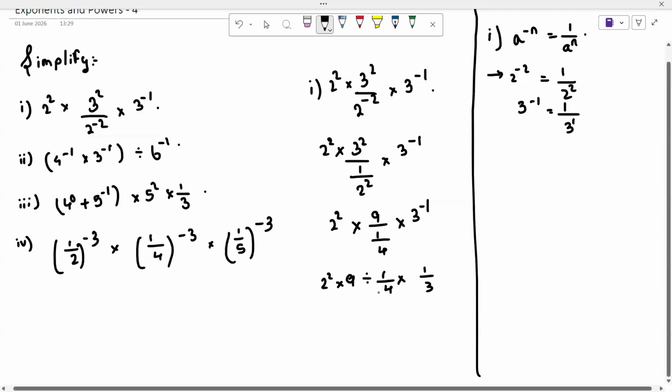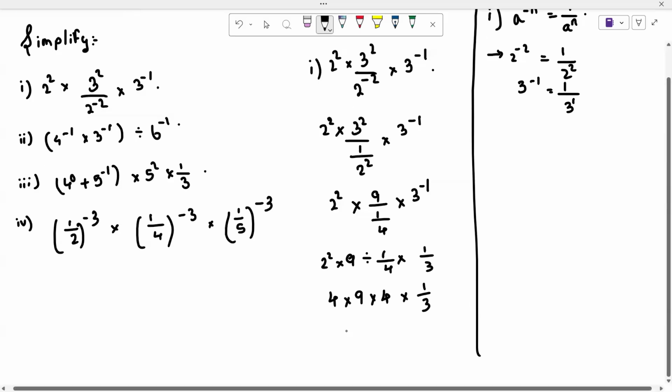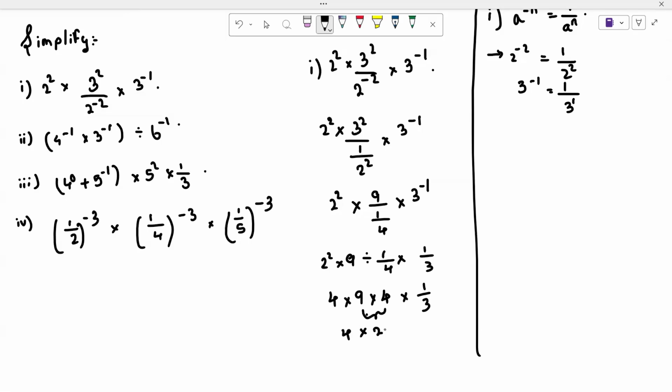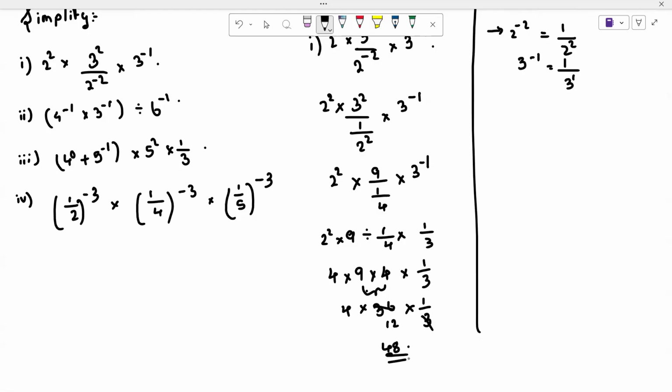As we know, for division of fractions we have to take the reciprocal and multiply. So 2 square, 4, into 9 into 4 into 1 by 3. So this will give us 9 into 4, 36, into 1 by 3. And 1 by 3 into 36 can be simplified like this: 3 and 36 cancel, it will become 12. So 4 into 12, 48. Okay, so that is our final answer.